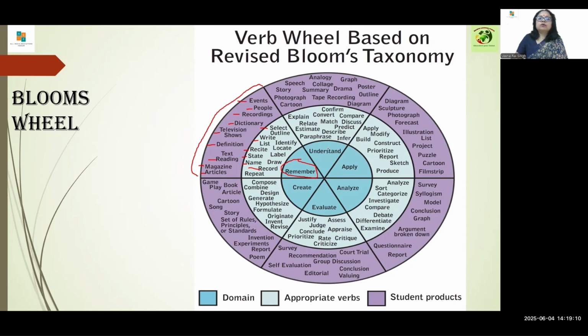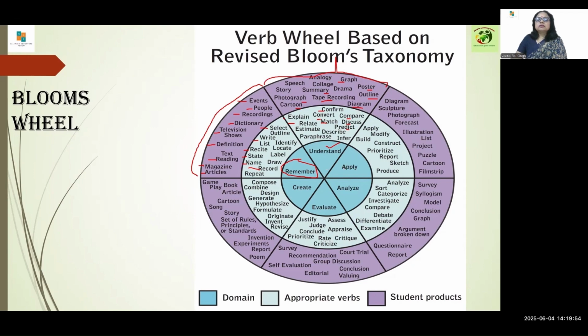Now, if I talk about understand, how can this be taken care of? The questions which can be put up, which can be of help to the children, are explain, confirm, convert, match, compare, discuss, predict, etc. And from where do they get it? They can get it from photographs, cartoons, some tape recording, summary, diagram, poster, outline, or graph. So there are so many things which can be taken up.